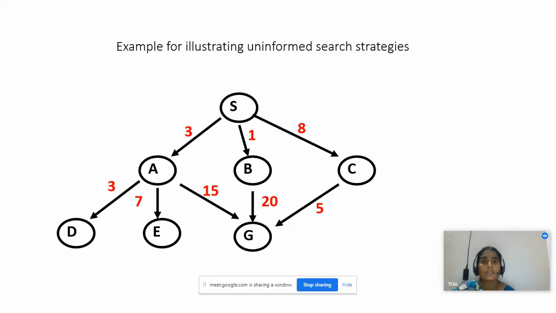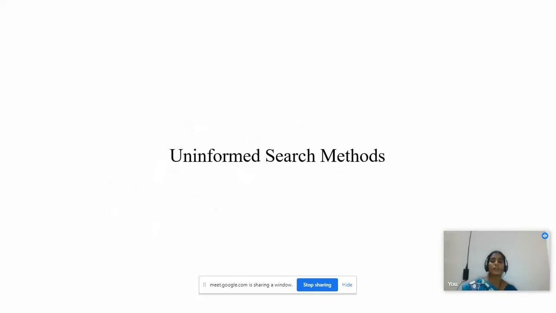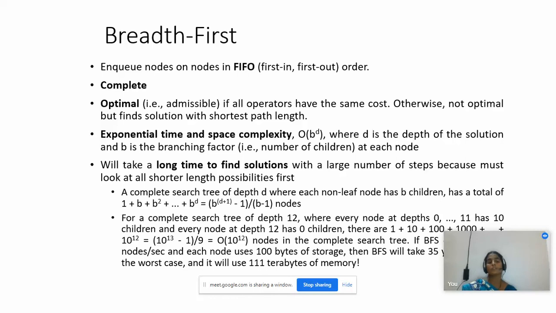To illustrate uninformed search strategies, let us consider an example. It is a graph where S is the source node or initial state which is going to reach the goal state G. Here S is the source and G is the destination. I am not going in depth, I will just tell in simple words in which way the breadth first search mechanism follows. It is a first in first out order mechanism. It also provides the best solution because it provides shorter length first, so it is one of the best algorithms.